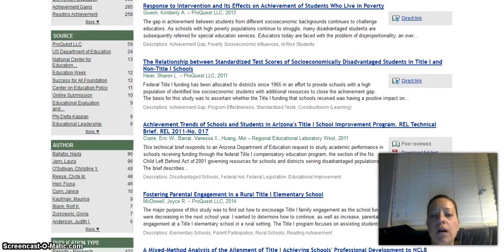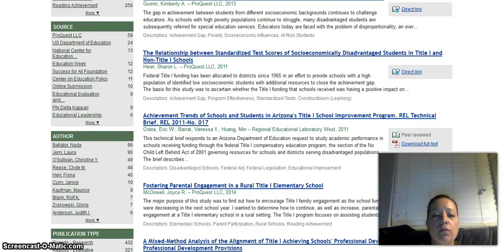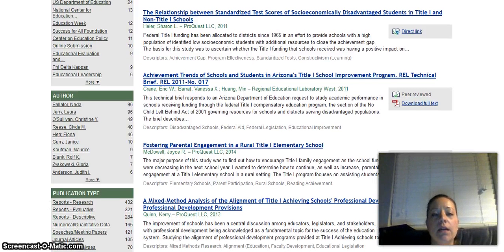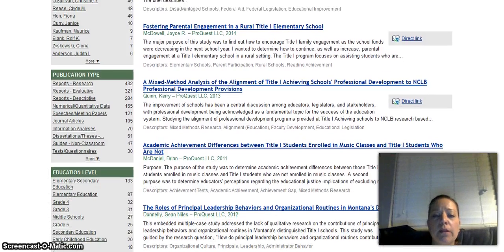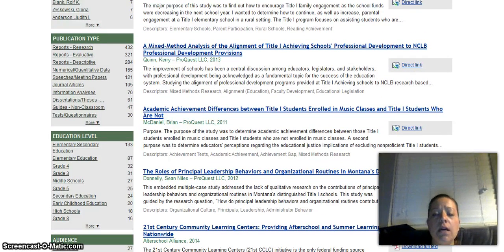Response to intervention would not necessarily be what I'm looking for in this case. And then the next one, absolutely: the relationship between standardized test scores of socioeconomically disadvantaged students in Title I and non-Title I schools. So again, that achievement gap growing or narrowing would be relevant to what I'm looking for. Achievement trends of students in Arizona's Title I school improvement plan: that one, because it's Arizona, would not be relevant. Fostering parent engagement in rural Title I schools: not relevant for my topic.